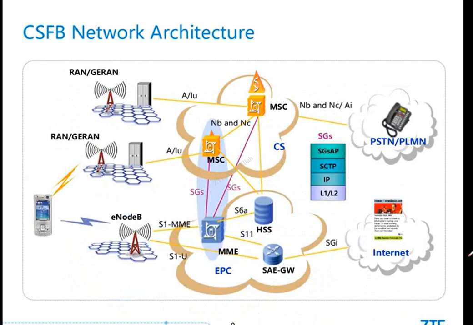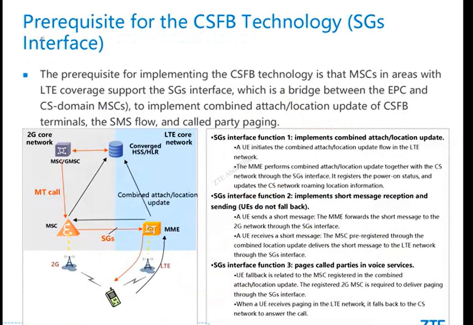We can see the CS fallback network architecture. Here is the 2G and 3G network, and here is the LTE network. We just pay attention to the interface between the MME and the MSC. This interface is SGS. Because of the SGS interface, CS fallback can be realized. So the prerequisite for the CS fallback technology is the SGS interface. What is the function of the SGS interface?